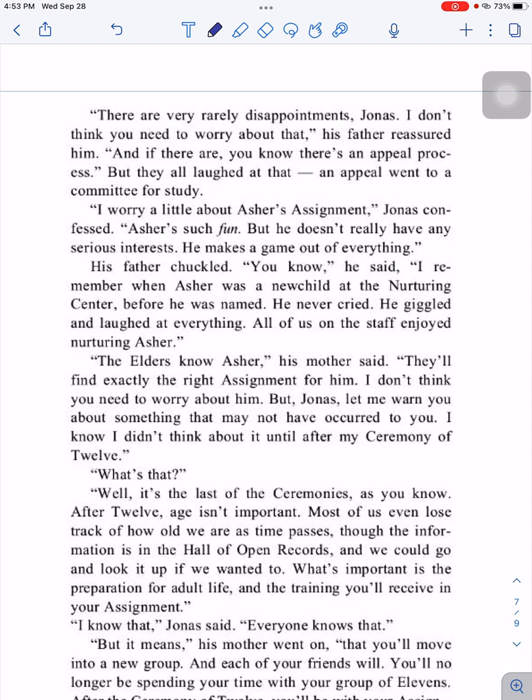"There are very rarely disappointments, Jonas. I don't think you need to worry about that," his father reassured him. "And if there are, you know there's an appeal process." But they all laughed at that. An appeal went to a committee for study.